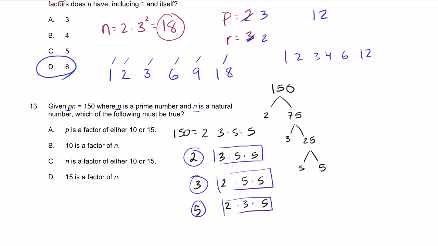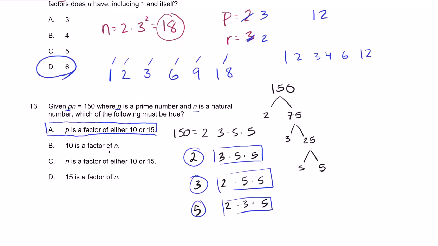So let's look at the choices. Which of the following must be true? p is a factor of either 10 or 15. Let's see, 2 is a factor of 10, 3 is a factor of 15, 5 is a factor of both 10 and 15. So that actually looks like the correct answer. Let's circle that right now. Let's look at the other choices just to make sure we haven't missed anything.